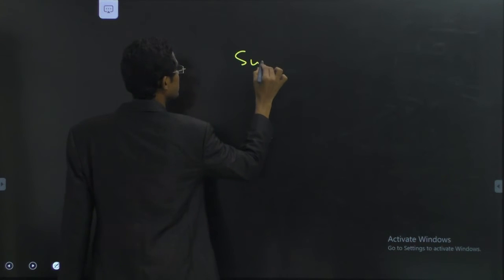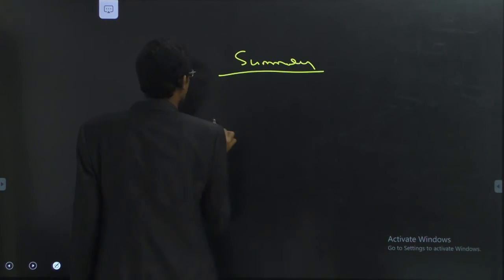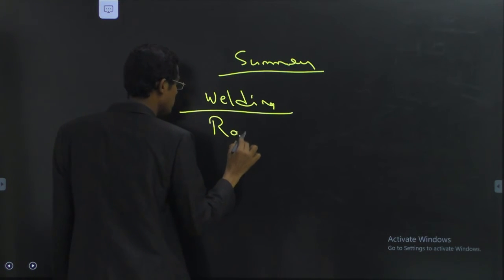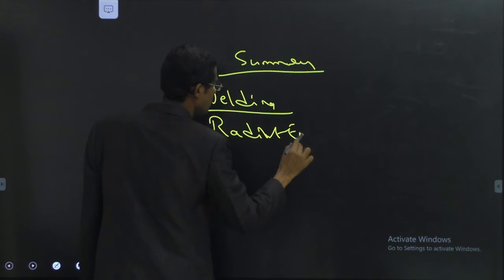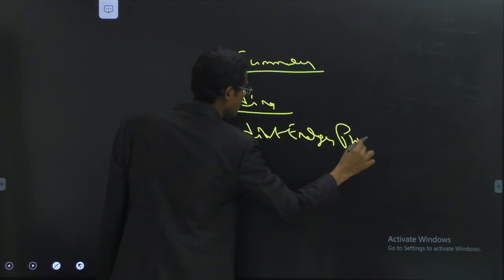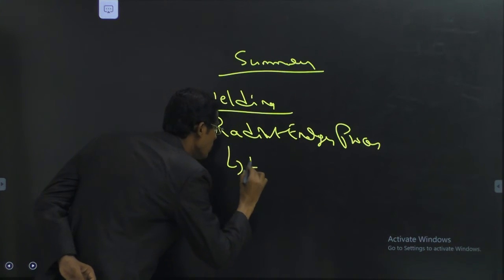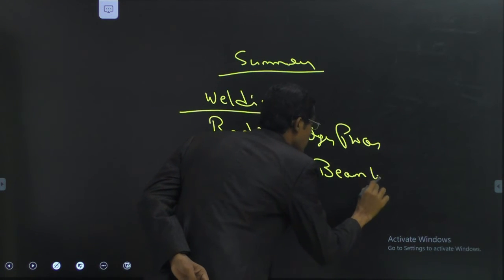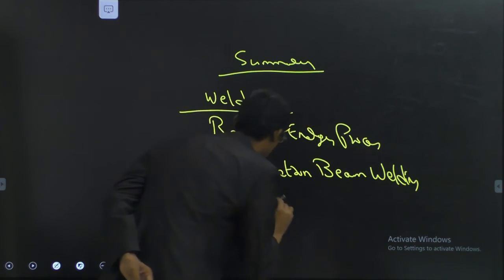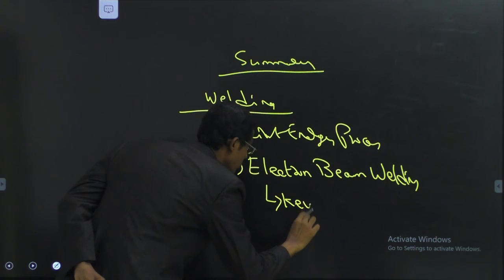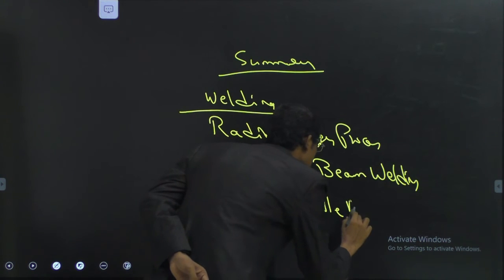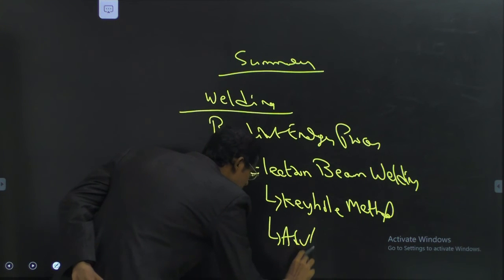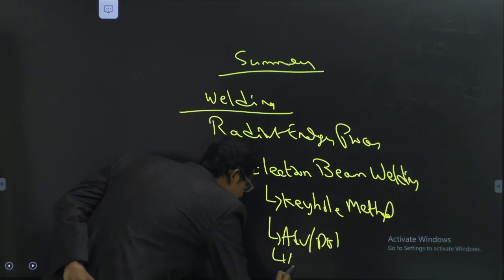So summary: in welding, we have seen about the radiant energy process. In radiant energy, we have seen about electron beam welding. In this electron beam welding we have seen about the keyhole method, and also about the advantages, disadvantages and applications.